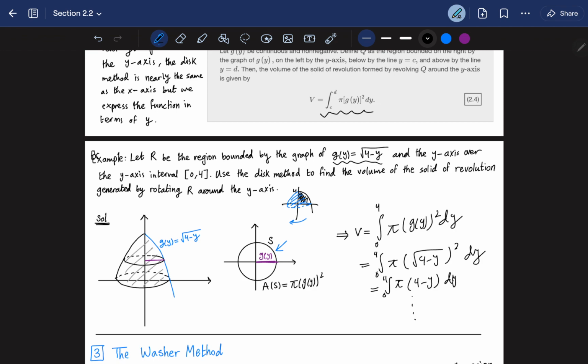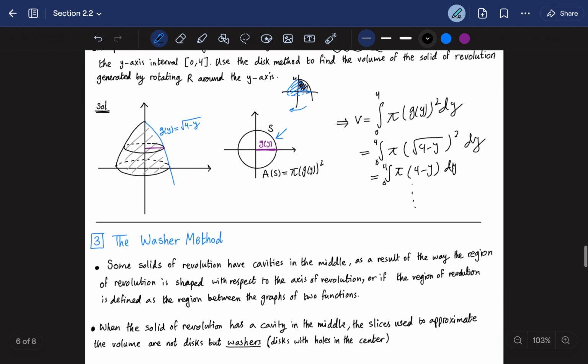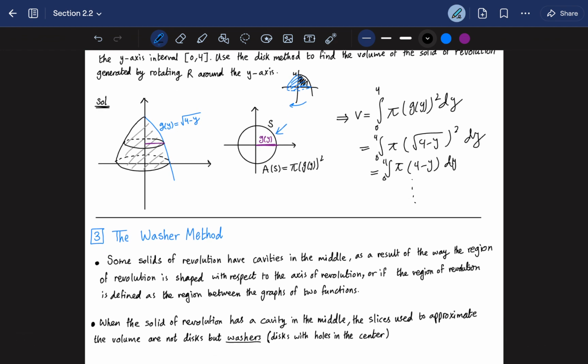Okay, so far our solids are filled. I don't have any holes, I don't have any cavities, I don't have anything. So I can just apply the formula directly. But what if I have a solid with a cavity inside? I have some kind of hole inside.